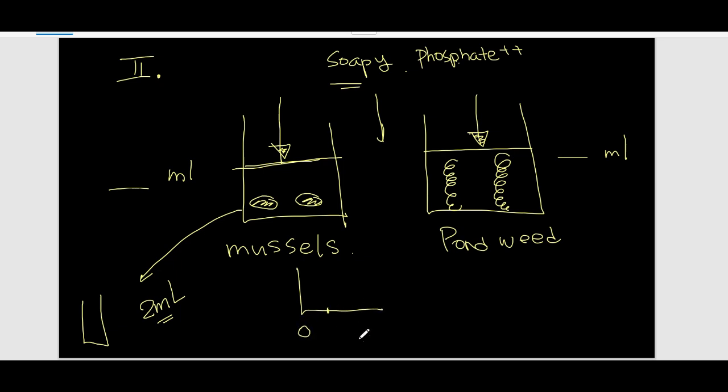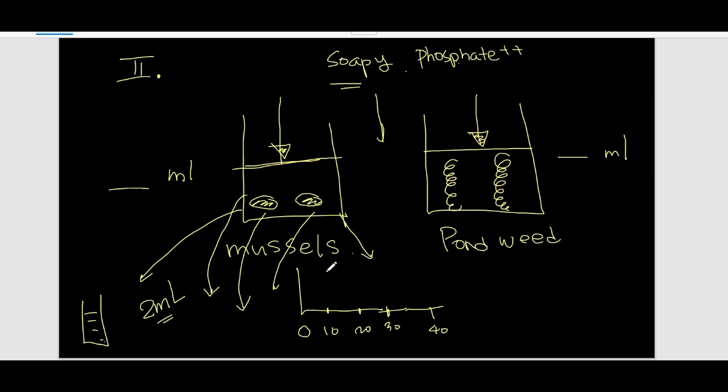And then 10 minutes later, we'll take out one more. 20 minutes, we take out one more. 30 minutes later, we take out one more. 40 minutes later, we take out one more. Okay? And measure the phosphate ion using a spectrophotometer.